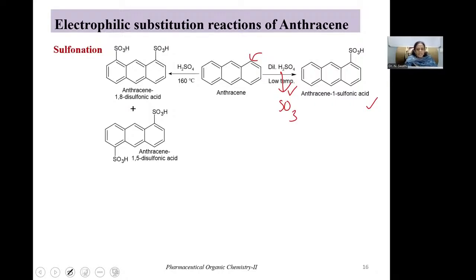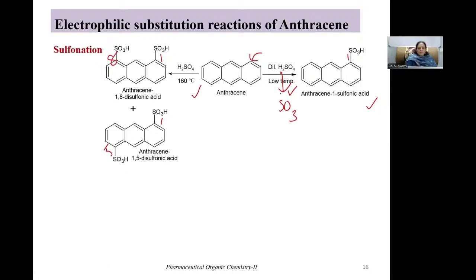On the other hand, when anthracene is treated with concentrated sulfuric acid at high temperature, that is at 160 degrees, then the formed sulfur trioxide attacks at 2 positions. Okay, so that is, it attacks at 2 alpha positions from the 2 different ring systems. So as a result we will be getting 2 isomeric products. One is the 1,5-disubstituted sulfonic acid derivative. The other one is the 1,8-disubstituted sulfonic acid derivative of anthracene.